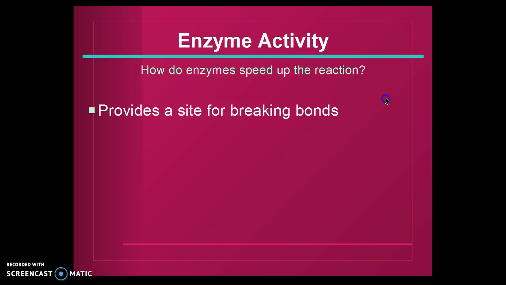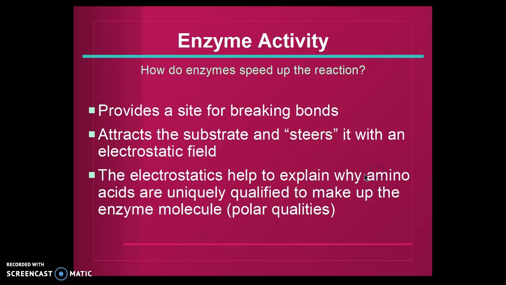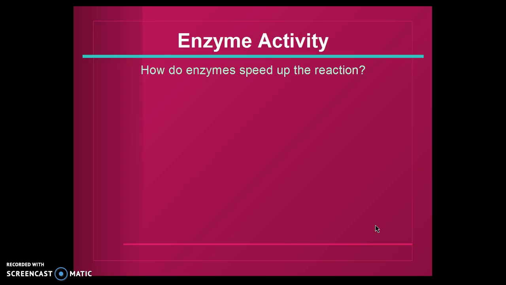How do enzymes speed up a chemical reaction? Well, as you saw with the inorganic catalysts, they provide a site, a place for breaking bonds and then making new bonds. The enzyme typically attracts the substrate and steers it using electrostatics. The electrostatics help to explain why amino acids are uniquely qualified to make up enzyme molecules, because amino acids are all polar. They have the acid end and the amine end, and many of them are zwitterions. They have a plus charge on one end and a minus charge on the other.